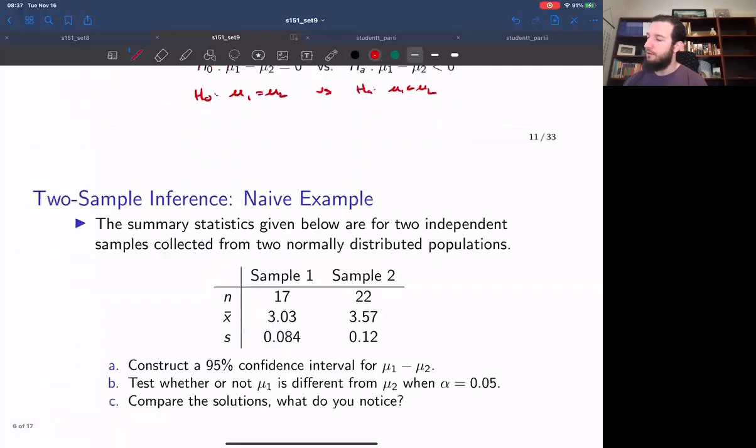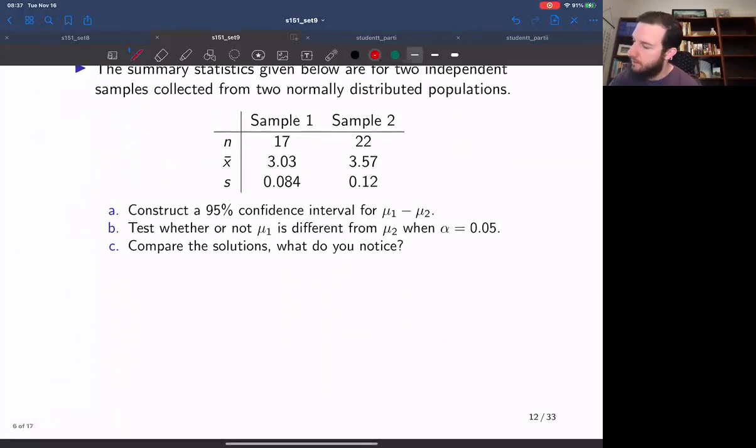Okay. So, we'll start off by checking the assumptions. Now, the assumptions for part A and part B are going to be exactly the same. So we only have to do this once. Okay, so we can think of it like an assumption check.